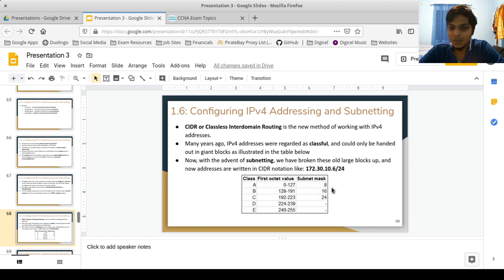8.0.0.0/8. So you see that subnet mask there? That's the length of the address space. So class A were giant blocks, class B's were fairly big but smaller, and then class C's were the smallest, just /24s.